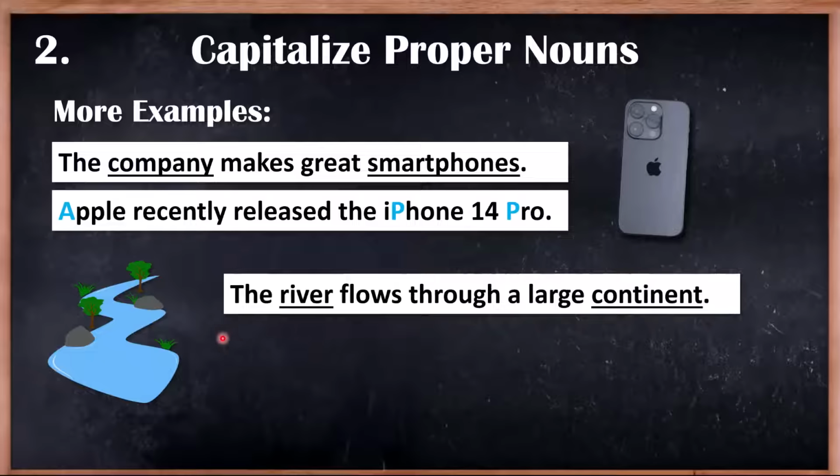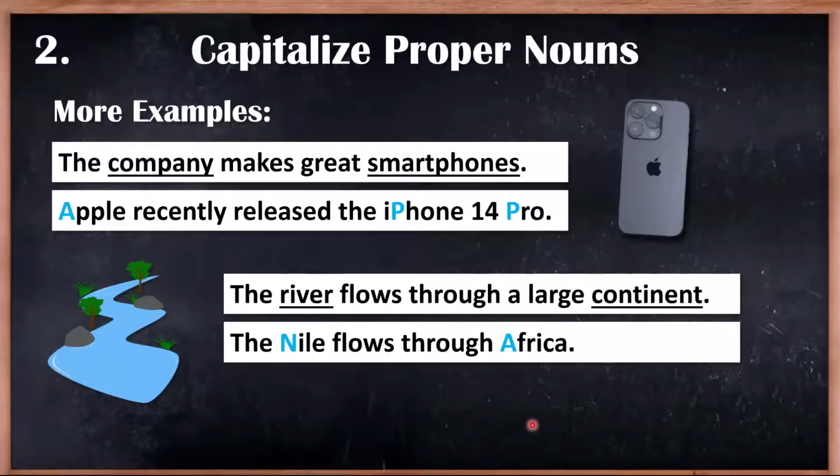Here's another example. The river flows through a large continent. Again, we have two common nouns, river, continent. If we replace those with proper nouns, the Nile flows through Africa. You can see here, Nile is capitalized because it's the name of the river, and Africa is the name of the continent, and so it is also capitalized.